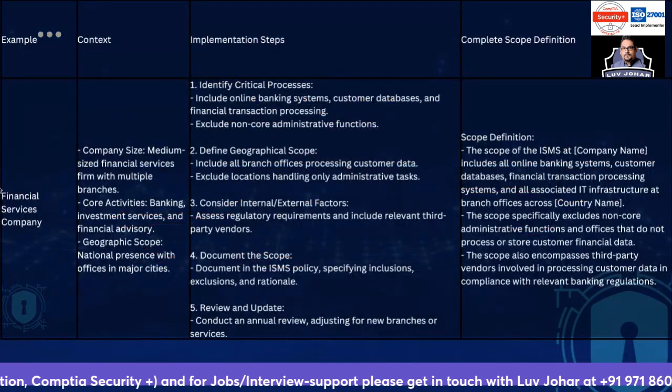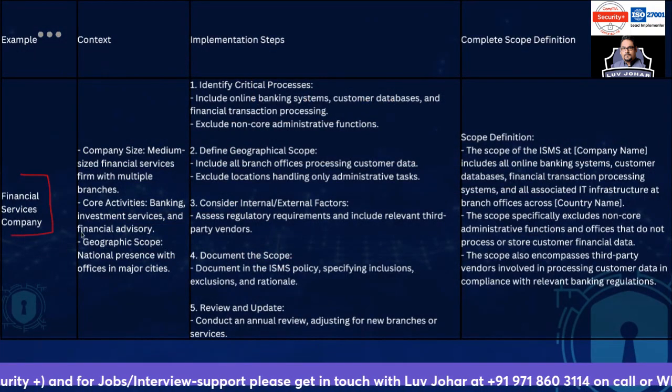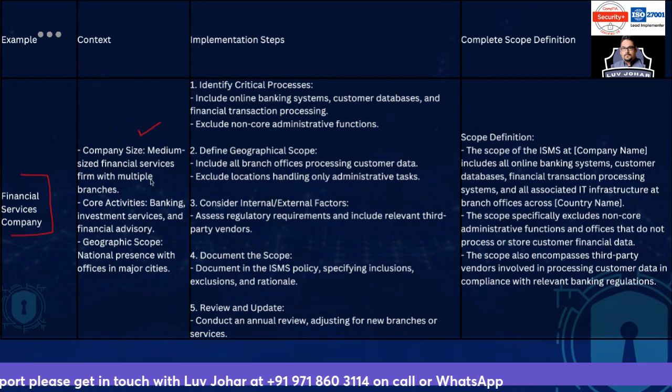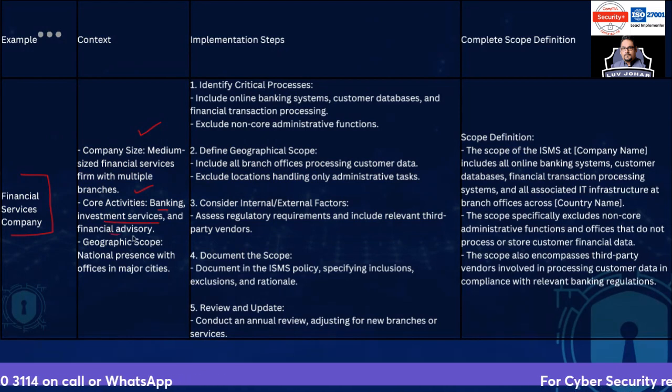So let us now quickly jump to the scope for a financial service company. Okay, so we have a medium size financial firm with multiple branches. Core activities are banking, investment services, and financial advisory. And the geographic scope is basically national presence, with offices in major cities, right?